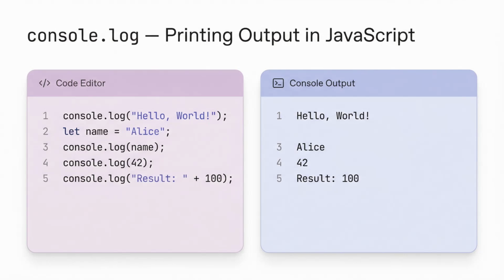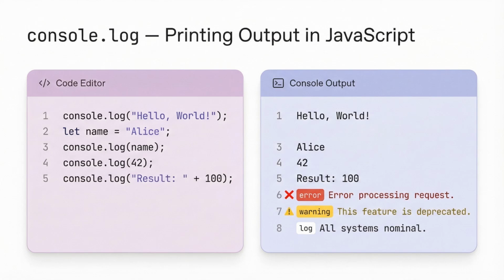The most fundamental debugging tool in JavaScript is console.log. You call it with whatever value you want to print, a string, a number, a variable, even an object. The output appears immediately in the browser's console panel. Think of it as your way of asking JavaScript, hey, what's the value of this thing right now? It's how you trace through your program's execution and verify that your logic is doing what you expect.